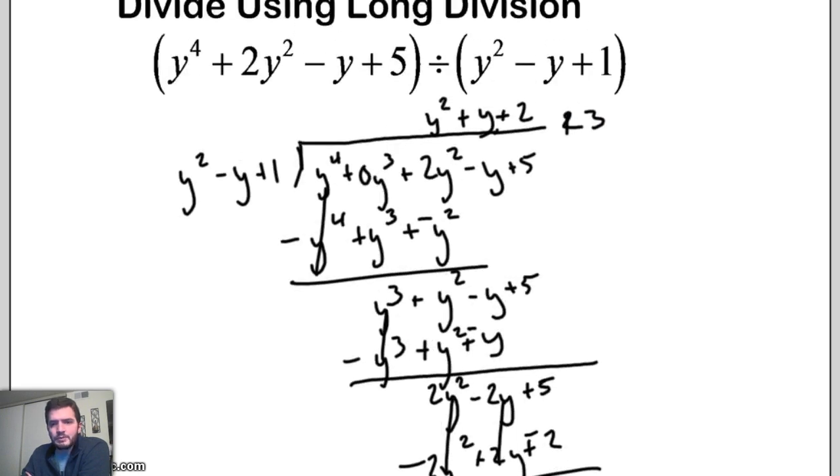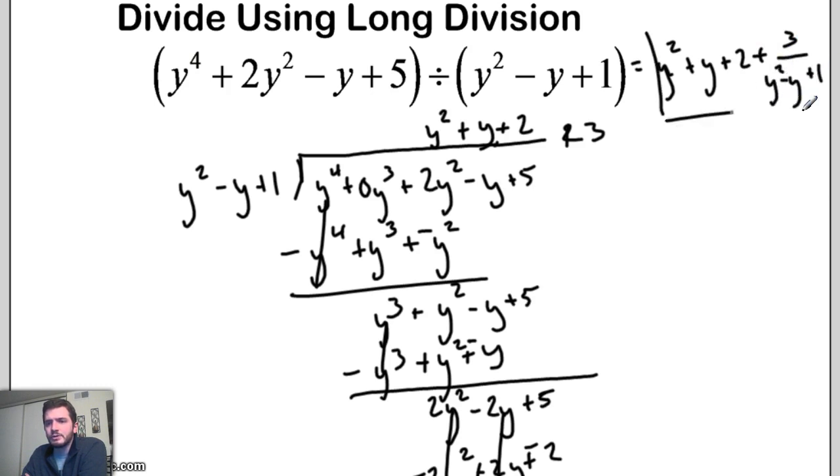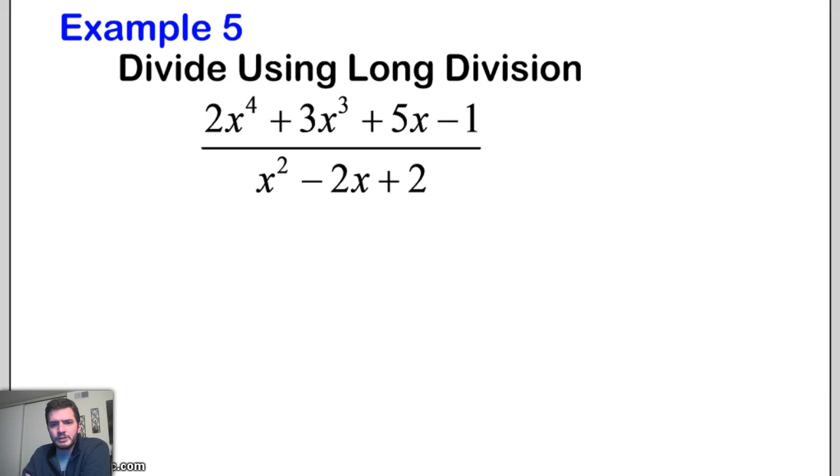I'm going to move back up here for a second. So that means that our answer when we divide these is going to be y squared plus y plus 2 plus the remainder over the divisor. So 3 over y squared minus y plus 1. And that's our whole answer. Okay? I got a couple more I want to do, at least one more.